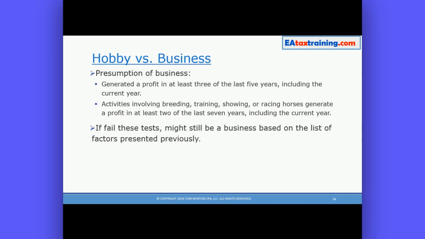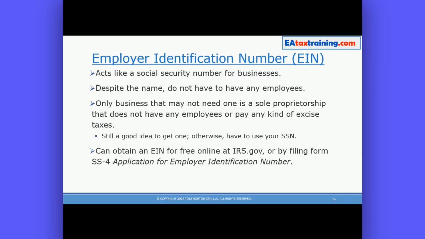So they are acknowledging here that it is harder to make a profit in businesses related to owning horses than in some other types of businesses. And so they're making it a little bit easier to qualify. You have to qualify in 2 of the last 7 years, including the current year. Even if you fail these tests, you might still be considered a business based on that list that we just talked about. But if you meet these tests, then the IRS is not going to argue with you and you're not going to have to look at those other factors.